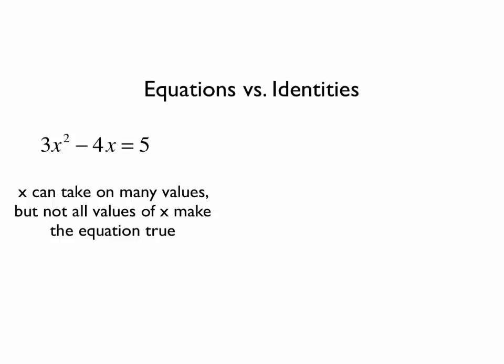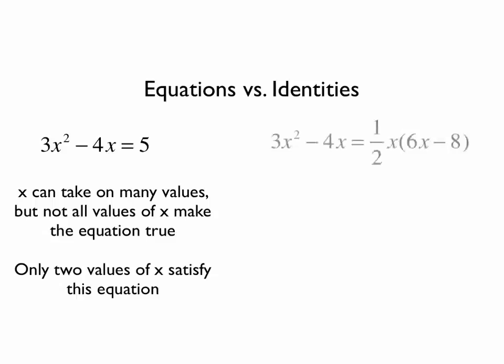So x can take on many values, but not all values of x make the equation true. So x could be 0. That's fine. It just doesn't make this true. X could be 1. And then what do you get? You get -1 equals 5. Well, x can be 1. It's just that it doesn't make this true. Okay? So in this case, if we were to solve, you get 2 values of x satisfy this equation. Okay? That's what we call an equation.